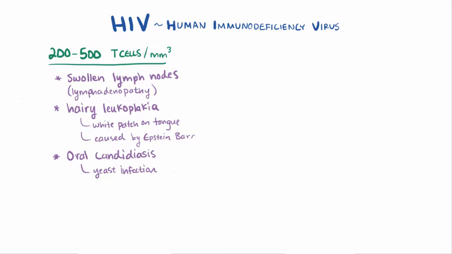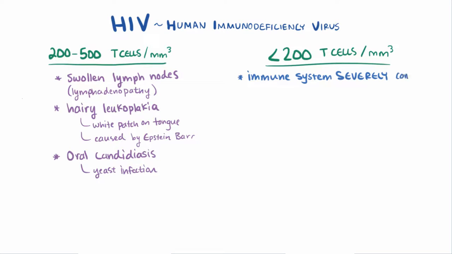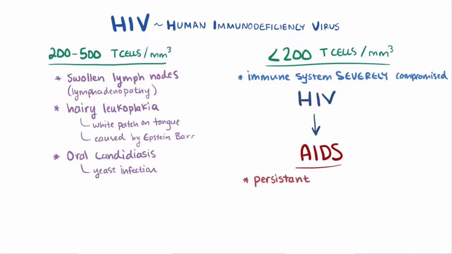As more T cells are lost and the levels fall below 200 cells per cubic millimeter, the immune system becomes severely compromised, and at this stage the condition has progressed from HIV disease to AIDS. At this point, people experience things like persistent fever, fatigue, weight loss, and diarrhea, and the HIV count in the blood might increase significantly.